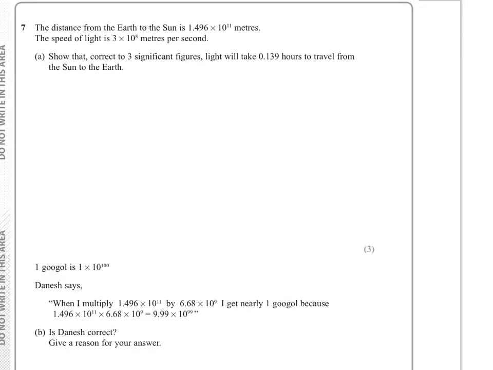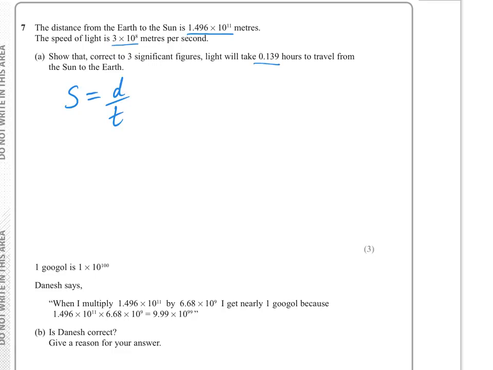Question 7. The distance from the Earth to the Sun is 1.496 times 10 to the 11 metres, and the speed of light is 3 times 10 to the 8 metres per second. Now we know speed is distance over time, so we want to show that, correct to 3 significant figures, light will take roughly 0.139 hours to travel from the Sun to the Earth.